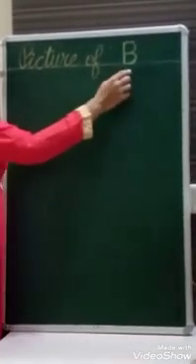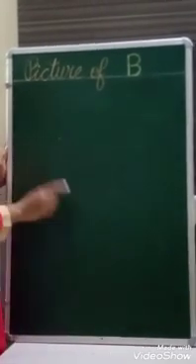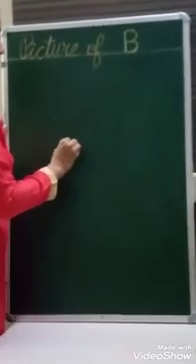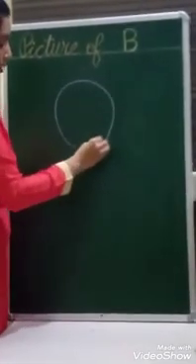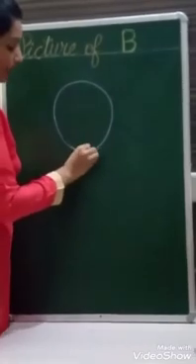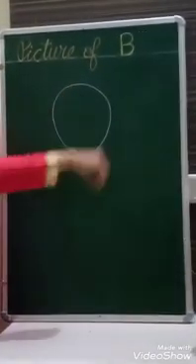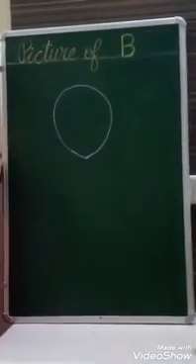Now, we will draw the picture of the alphabet B. So, B for balloon. Yes, B for balloon. So, my dear students, for balloon, first of all, you have to draw an oval. You can draw an oval also. Otherwise, you can draw a circle also. It's your wish. Okay? आप एक circle भी draw कर सकते हो, ऐसे oval भी draw कर सकते हो.